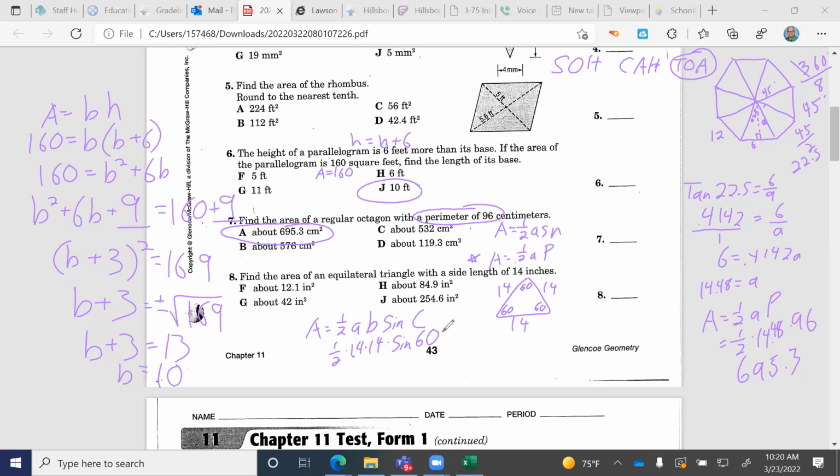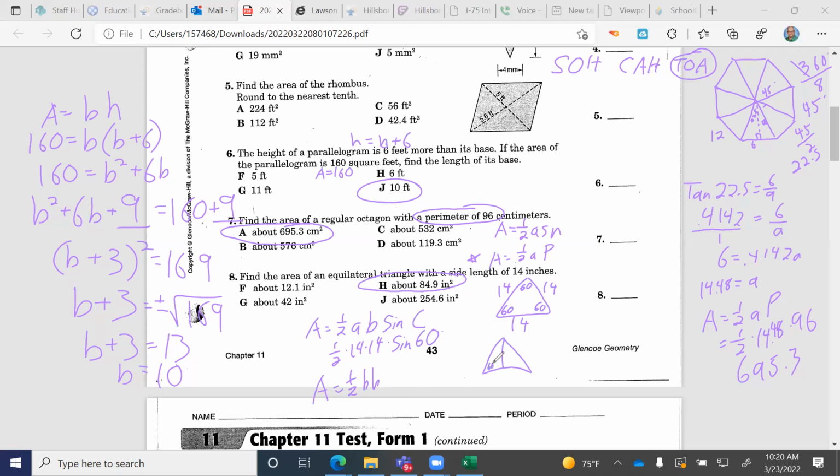Put that in your calculator. You get 8. Now, is that the only way to do that problem? No. You have options. Like I said before, we can use 1/2 base times height. Yeah, it's a triangle.